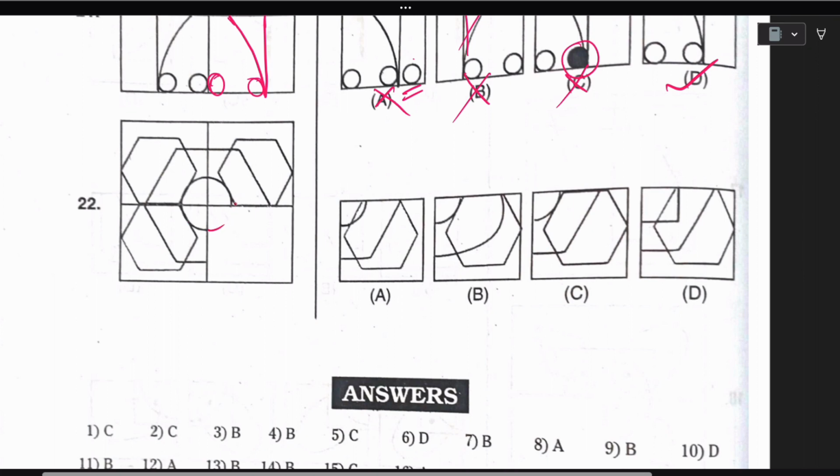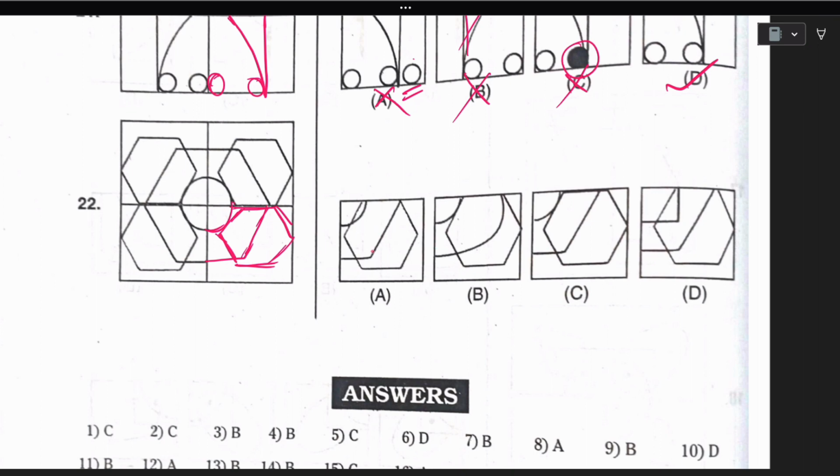Here, the circle can be completed like this. And after this circle, we need to draw one more hexagon here. Right? So, hexagon. And then we need to complete this big hexagon. Okay, next we need to search for this figure.